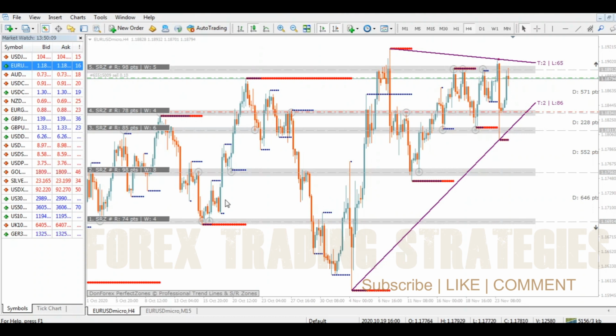I don't just get in, get out, get in, get out the whole day. I actually wait for moments like this, especially moments where I've got blue dots and I've got red dots, and it's at the zone where I've got those dotted lines, if you can see them. This is where I go in hard.